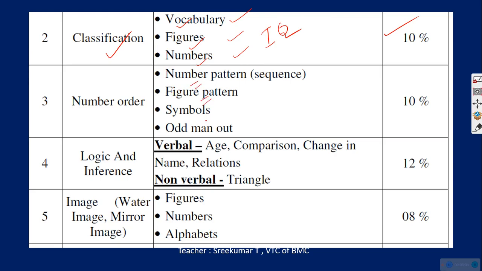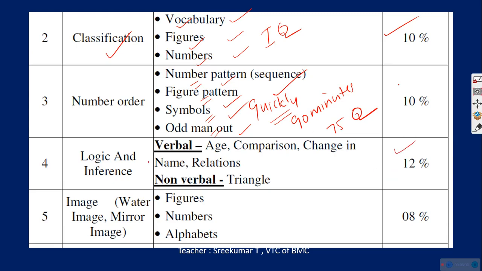Number pattern, figure pattern, simple, odd man out. Are you able to identify and put them properly, understand them properly, quickly? As I told, 90 minutes, right? 75 questions. So you can understand how quick you should be. Getting the answer very coolly and taking time is not intelligence. Intelligence tests how quick you are. Such things are common to you, but how quickly you will do it, that will be checked.